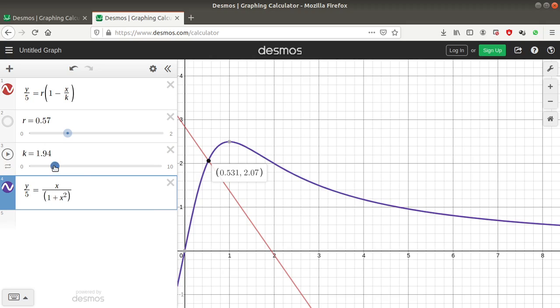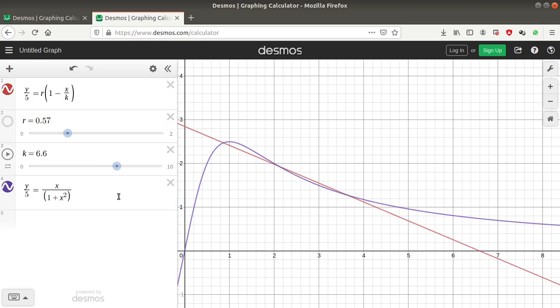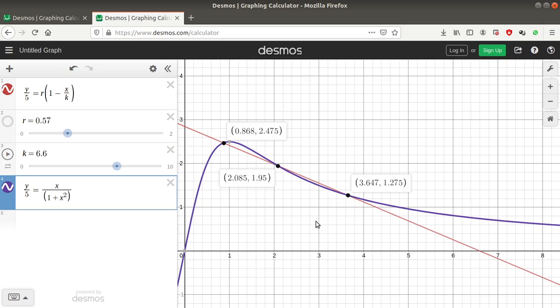Now what I'm going to do is increase the k value, which means the number of trees is going to increase because of the fewer insects to kill them. It keeps on increasing, and at one point, we are having not just one or two equilibrium points, we also have two more equilibrium points, right?